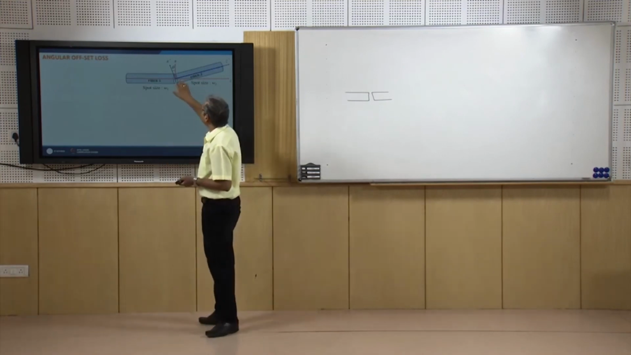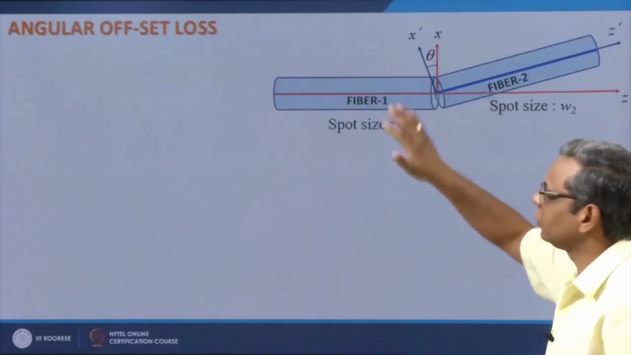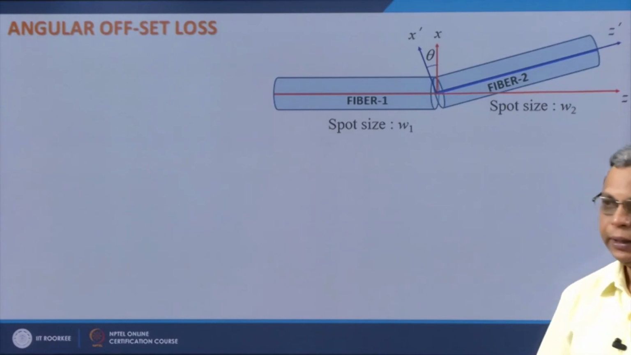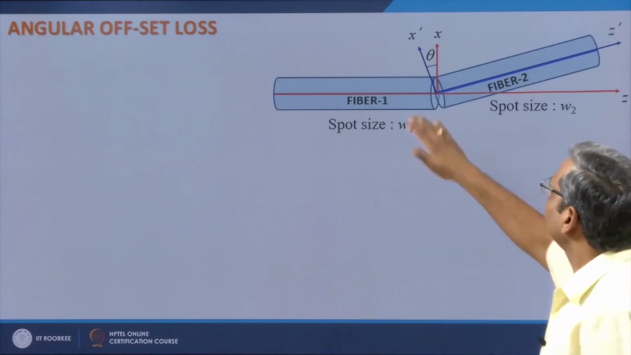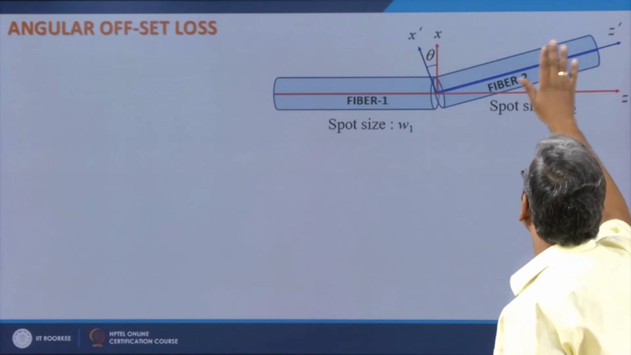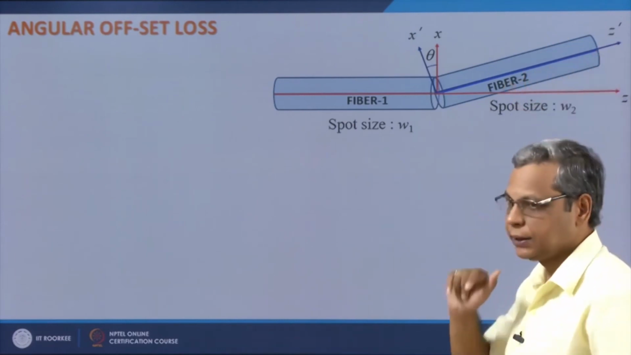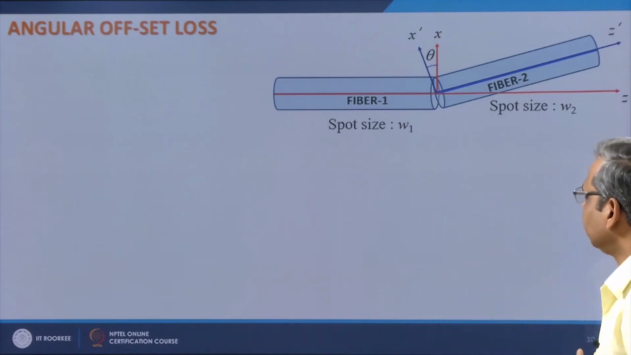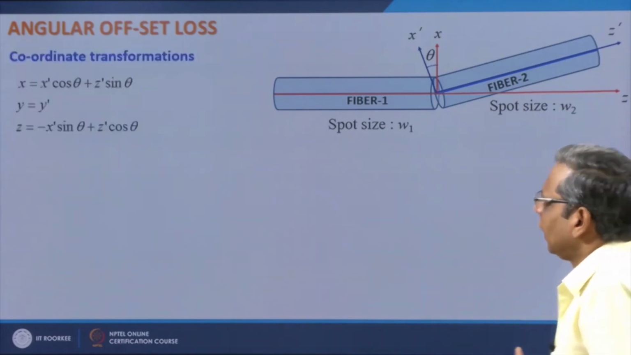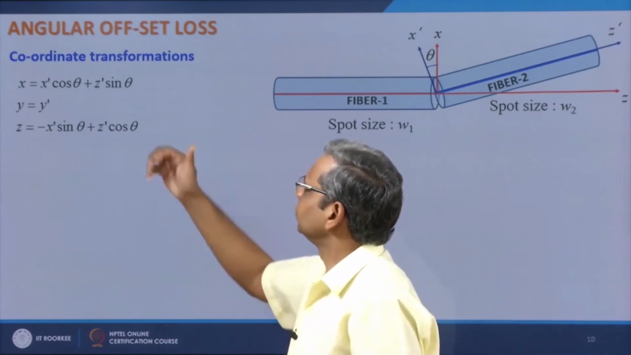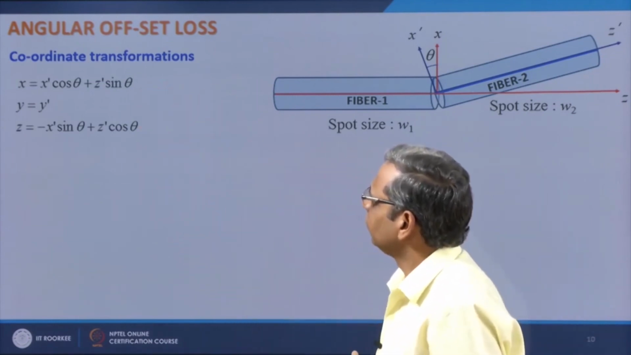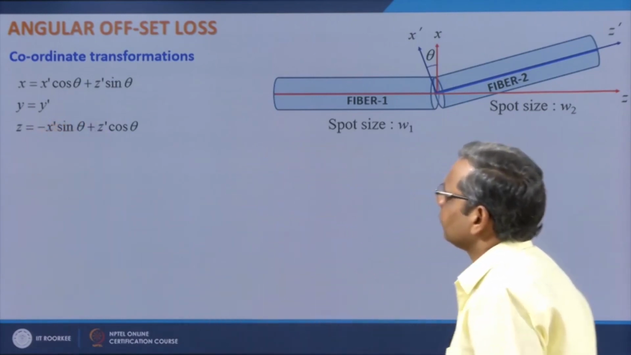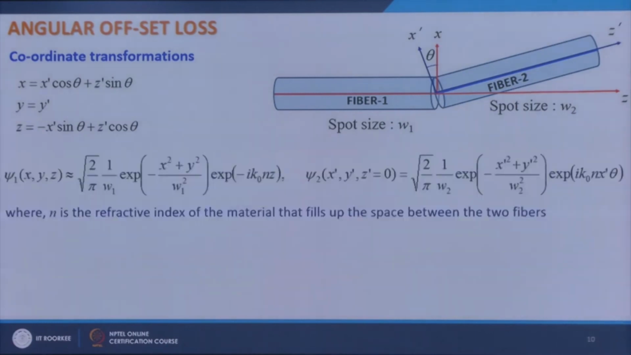Now how I will take the overlap? Well, I will represent the Gaussian of this in the rotated coordinate system. So this coordinate system is now rotated by an angle theta. So I have this x prime and y and z prime, x prime and z prime, which is rotated by an angle theta. So I should do coordinate transformations. So the coordinate transformations are like this, which relate x, y, z to x prime, y prime, z prime.